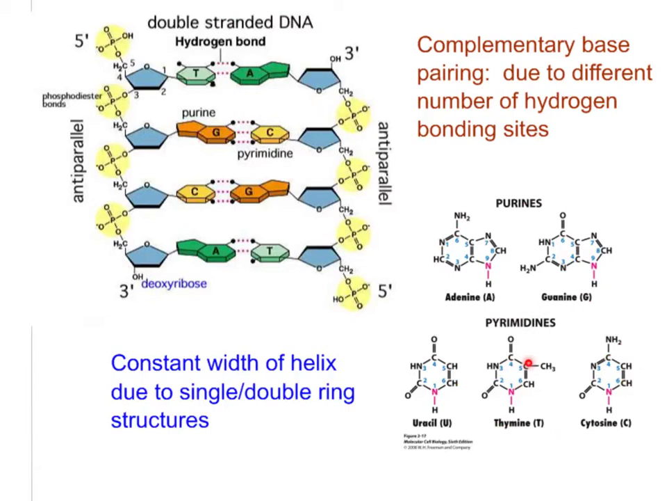We always end up getting the A and the T pair together. The T is a single ring, and the A is a double ring. So it makes the total width about the same, and they have two hydrogen bonding pairing sites. The G and the C always bond together. The G is the double ring, and the C is the single ring. So we kind of conserve the width of our entire DNA structure by having them pair in this way. These also have different numbers of hydrogen bonding sites, and so that's why they bond together the way they do.